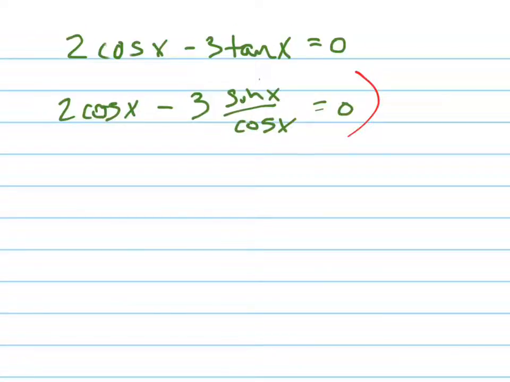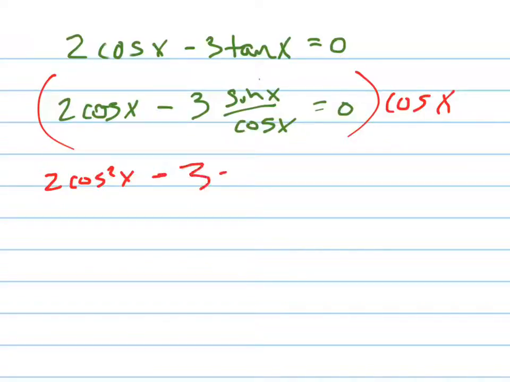The reason I do this is because you can do that. You can multiply everything in the equation by the cosine of something. That's one of the algebra things you can do, is multiply by a non-zero number. So I'm going to multiply that through. I'll get 2 cosine squared of x minus 3 sine of x. Notice the cosines canceled when I multiply that through, equals 0. 0 times cosine is 0.